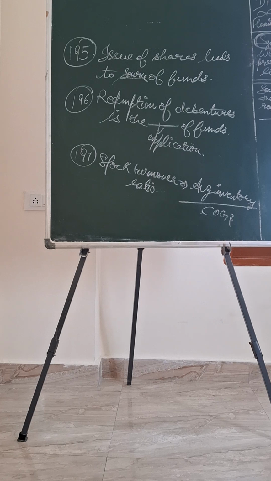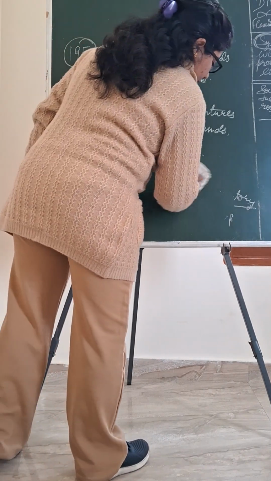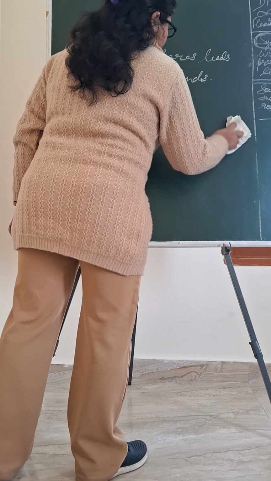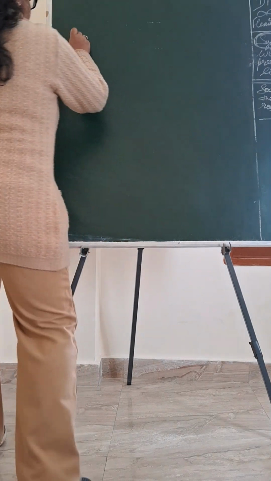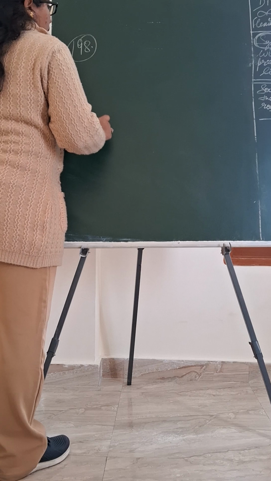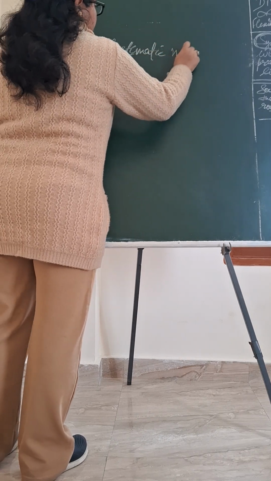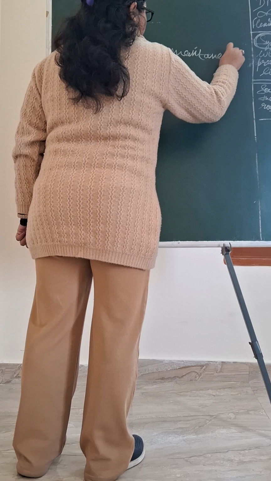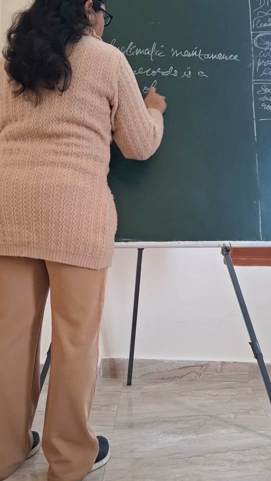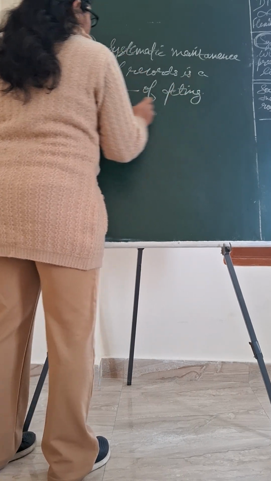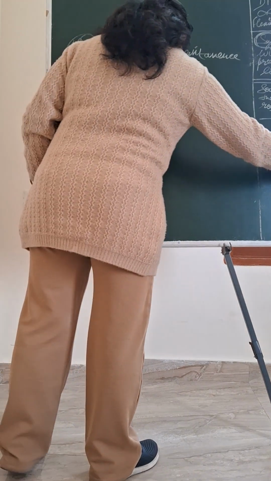Then next we have with us, what are the functions of accounting. 1 mark question, 198th question. Systematic maintenance of records is a dash of accounting, is a function of accounting. This is most important question.